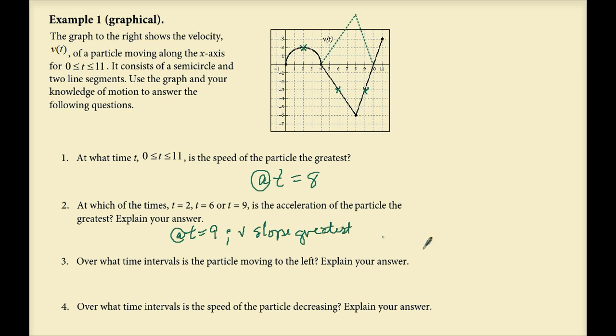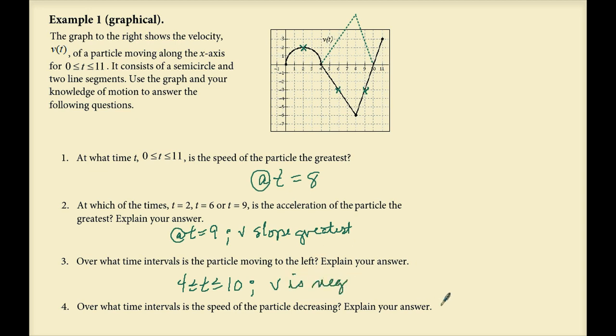Now, over what time intervals is the particle moving to the left? Explain your answer. The particle is moving to the left when the velocity is negative, and it's negative on the interval from 4 to 10. 4 less than or equal to t less than or equal to 10 is when the particle is moving to the left. Why? Because velocity is negative there.